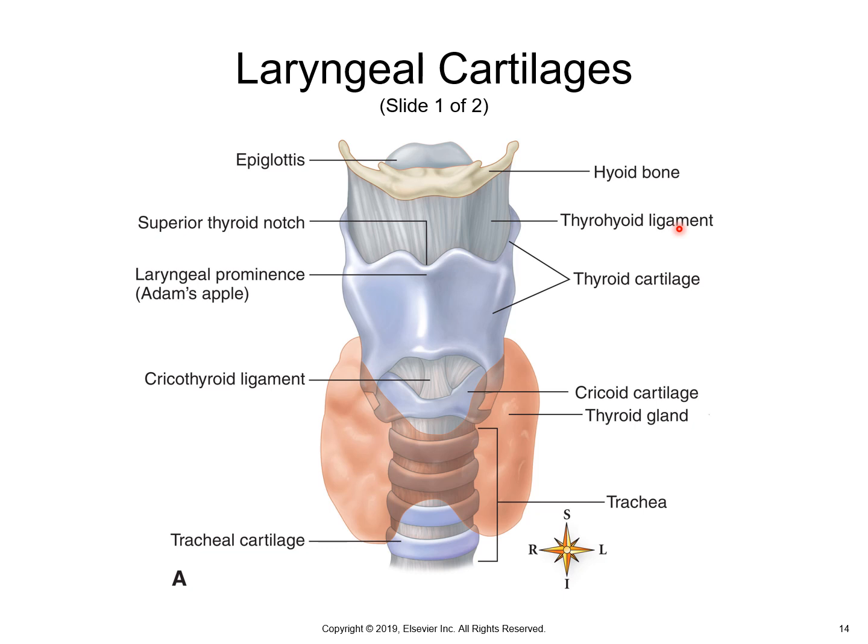All right, then we have the cricothyroid ligament, which is here. It connects the thyroid cartilage to the cricoid cartilage, which is here.